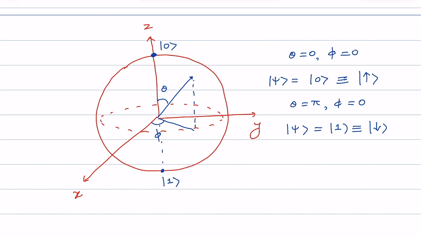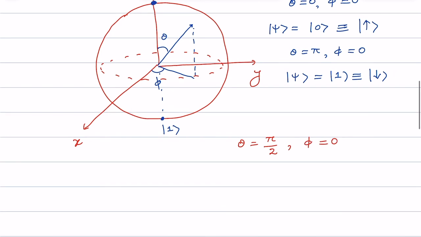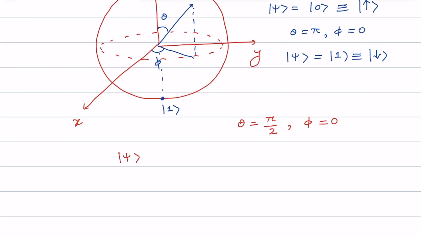Okay, and this representation of the Bloch sphere is of immense importance, in particular to quantum computation, and it is very useful. Let me give another example. What happens if I consider theta equal to pi by 2 and phi equal to 0? In this case, I will have this ket psi.